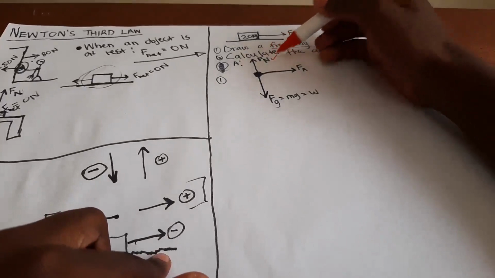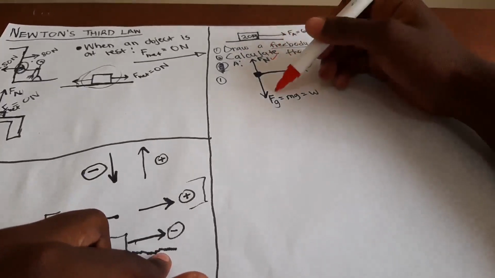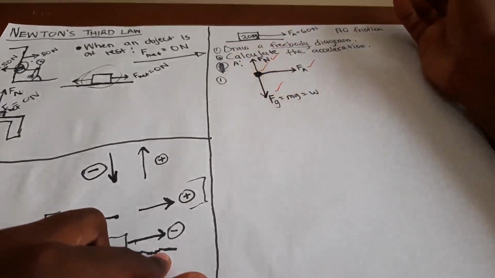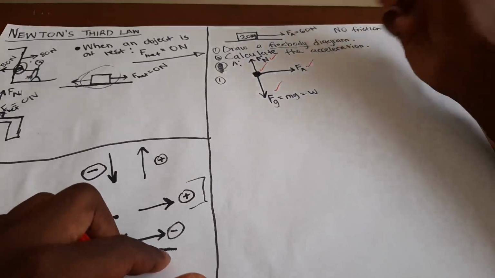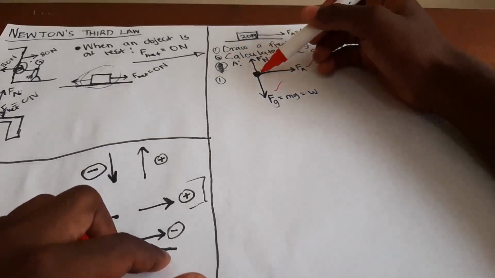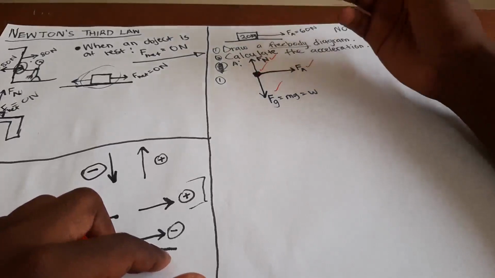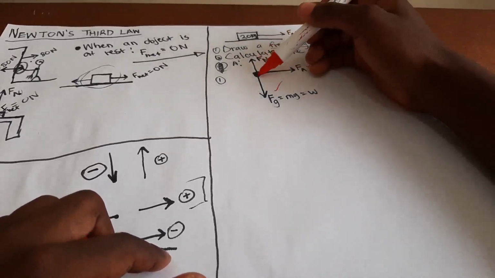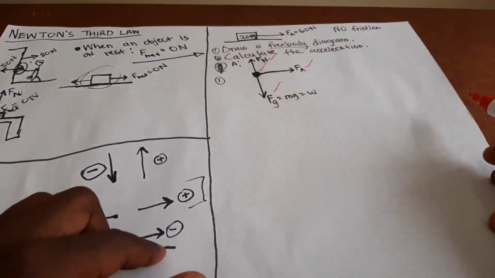Okay, so this is correct, this is correct, this is correct, this is correct. Again, your lines or your vectors must start from this point. Yes, so that's how it goes.